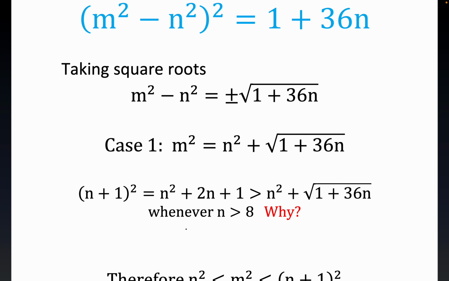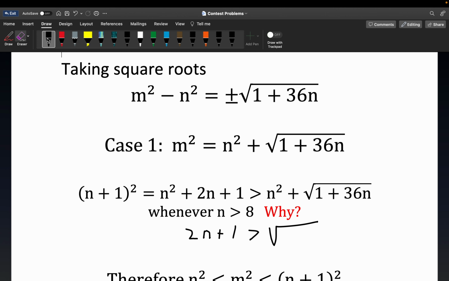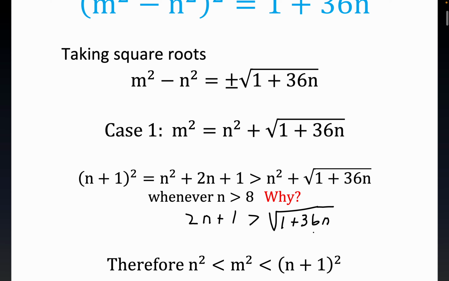And let's just write down, this wasn't clear to me at all when I first looked at it, but it turns out that 2n plus 1 is strictly greater than the square root of the quantity 1 plus 36n. Excuse me, let me erase that. 1 plus 36n. Now, again, a lot of this is just kind of scratching around and checking the values of n manually.